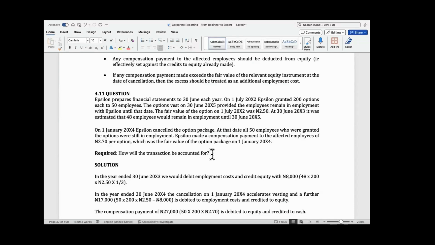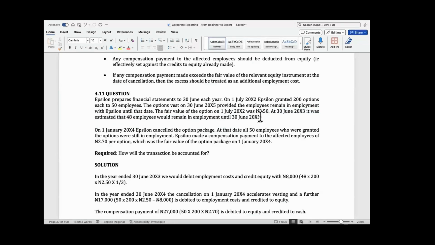Okay, so first, we'll do it step by step. It all started 1st July. So that means the end of the first year is June 2003. At the end of the first year, they made an estimate. They estimated that 48 employees will remain until 2005.